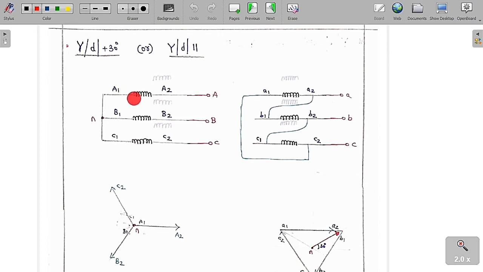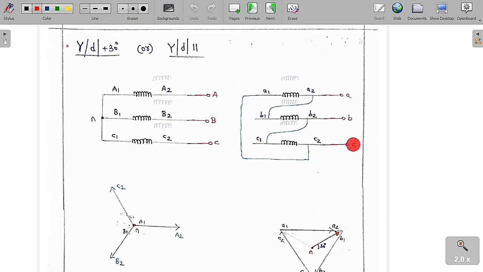HV winding A1, A2, B1, B2, C1, C2. Here the HV winding we are going to connect in a star connection. A1, B1, C1 are given a star connection with the common point as neutral, and we are going to give supply to A2, B2 and C2. Similarly, for the LV winding we have A1, A2, B1, B2 and C1, C2. Here we have to connect in delta fashion, like this: A2, B1, B2, C1 and C2, A1. I am going to take supply from A2, B2 and C2 as A, B and C.